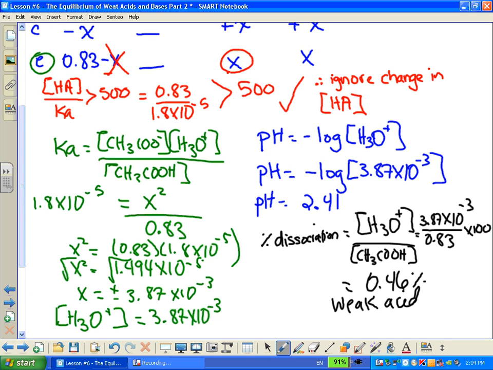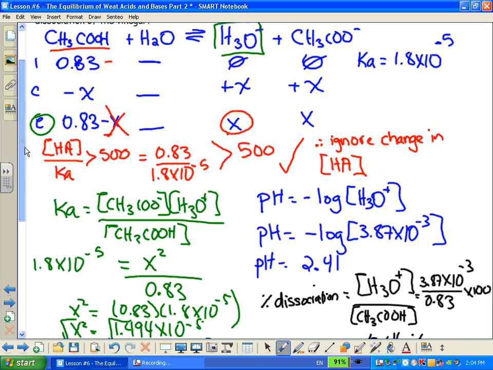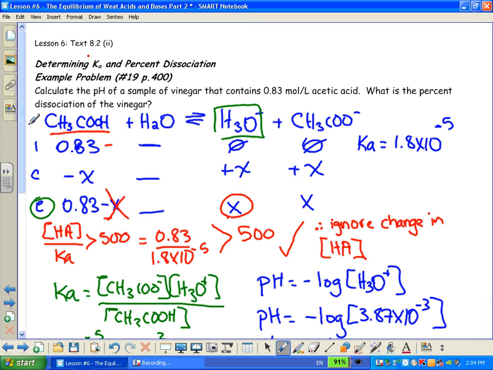If this value was over 95 or 99%, then you know it's a strong acid. But weak acids will always dissociate less than 1% of the time. So out of everything that's in the water, only 0.46% of it is actually breaking up. This reaction above here is only happening, breaking up into hydronium ions and CH3COO minus, 0.46% of the time. Most of the time you'll have this just floating around in water without it being broken up. That's what that means.